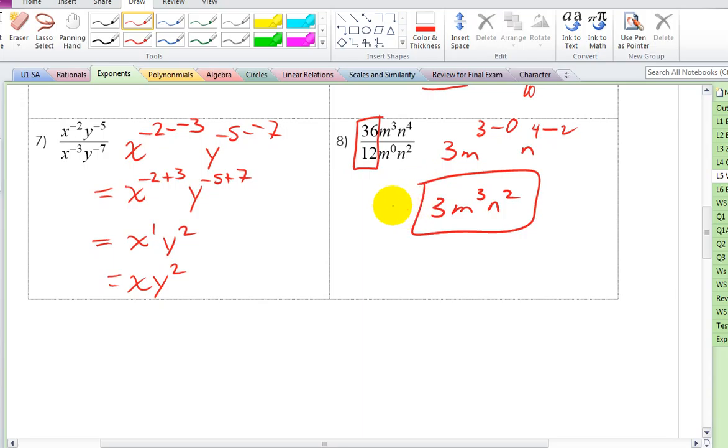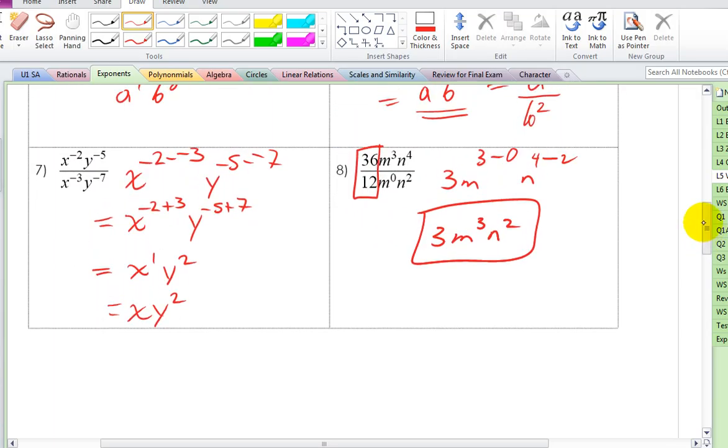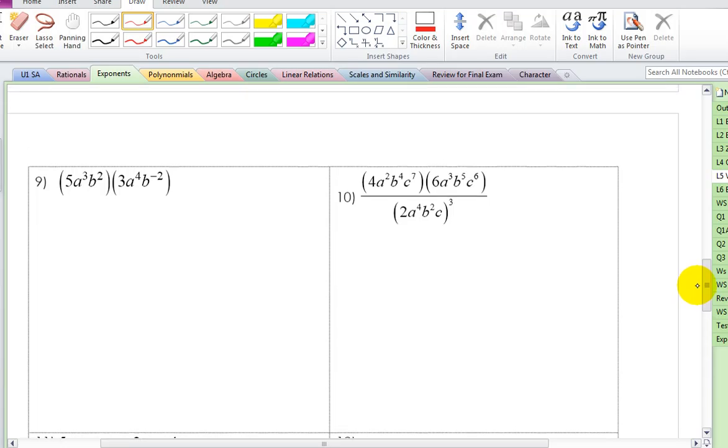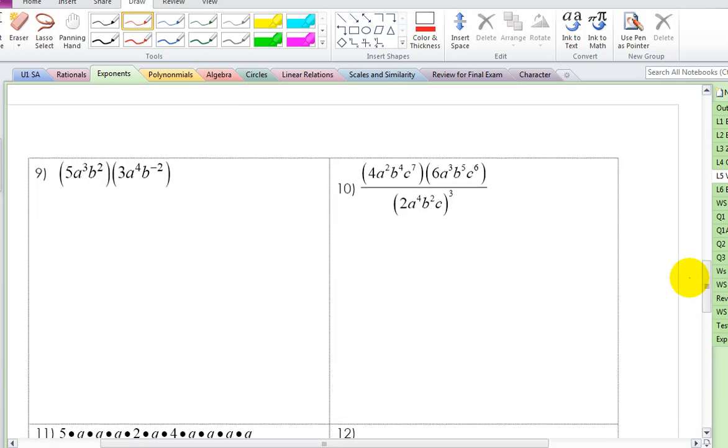There's our answer: 3 exponent m cubed n squared. Any questions? Okay. Turn it over. Good. Okay, number 9, it's the multiplication. Go ahead and multiply them. Watch your signs. Go.